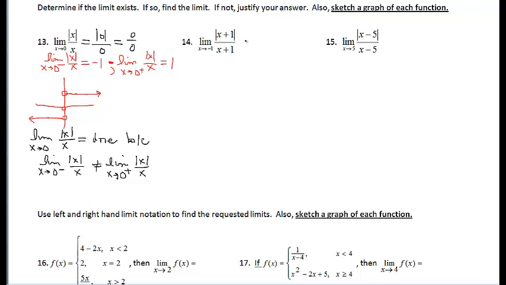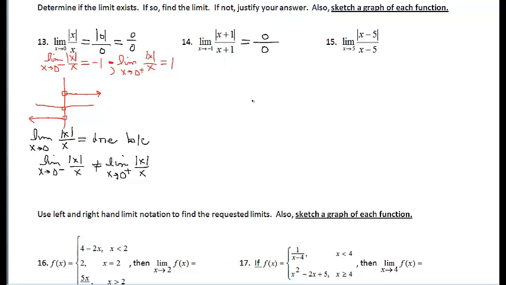Okay, let's take a look at 14. Let's evaluate this limit analytically first, see what we get. Insert -1, add 1, you're going to get the absolute value of 0, which is just 0. Insert -1, you're going to get 0. This is indeterminate.